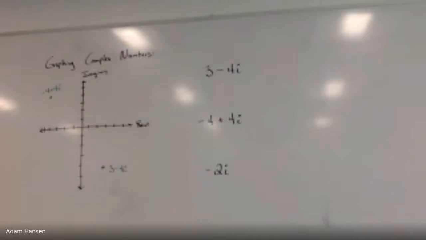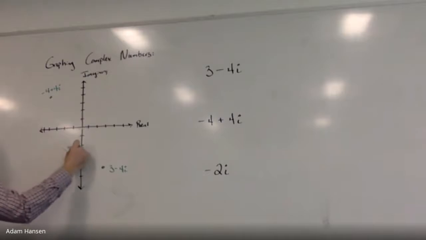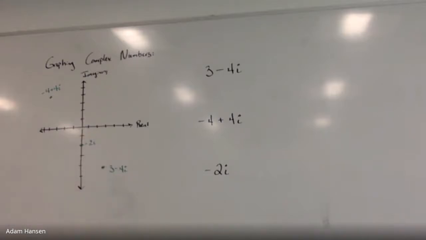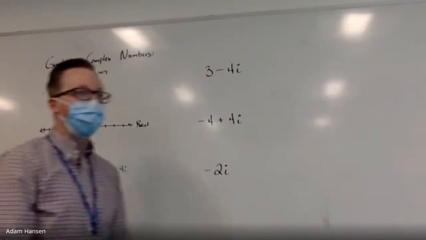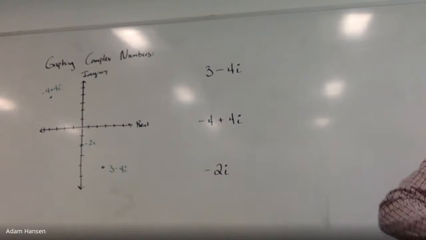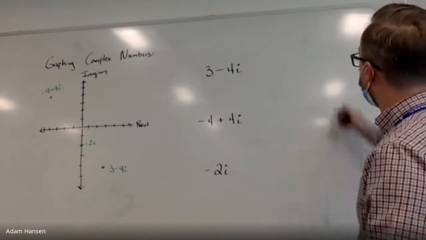How about negative 2i? What's the real part worth? I don't see a real part, so the real part is worth 0. I don't go left or right at all. From the origin, I move left or right, nothing. But I do need to go somewhere. Down 2. Simple, right? Easy. Graphing complex numbers. Any major concerns there? No. It's like graphing points. But instead of x and y, now it's real and imaginary.